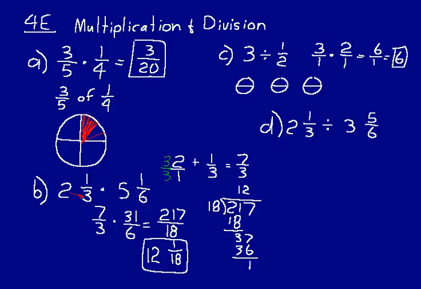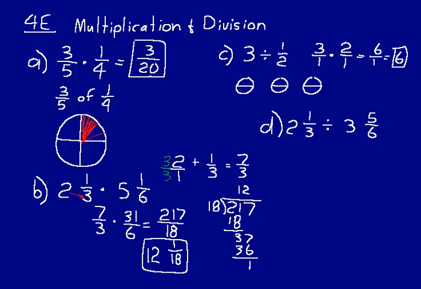Now let's do a little more complex one. 2 1/3 divided by 3 5/6. So what we're asking there is how many 3 5/6 could we divide 2 1/3 up into? Well, just think about that. We can't divide 2 1/3 into a total 3 5/6, so our answer is probably going to be some fraction.